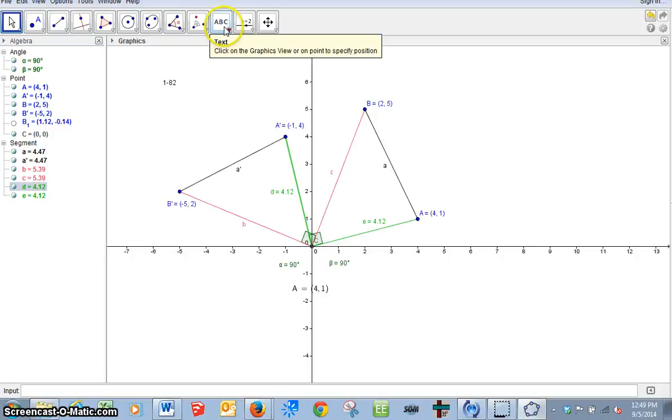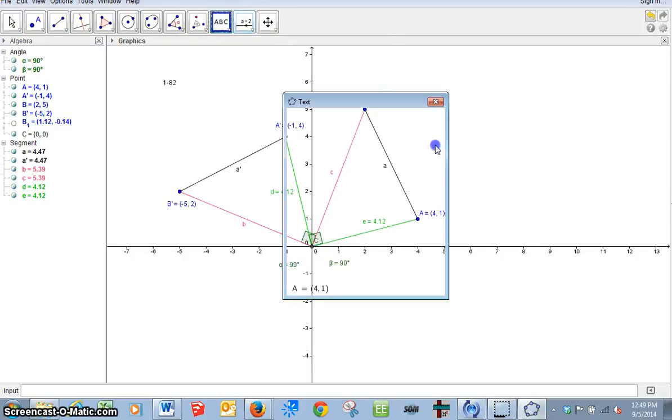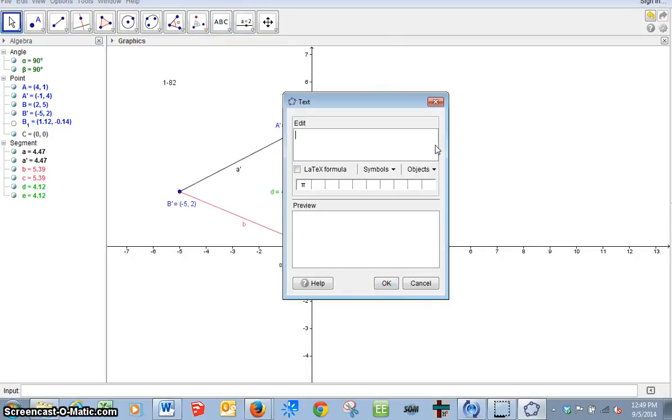So in a text box, let's answer that question like this. If we call this point of rotation by the label O, we can say that the distance between O and A equals the distance between O and A prime. We can also say that the distance between O and B equals the distance between O and B prime.